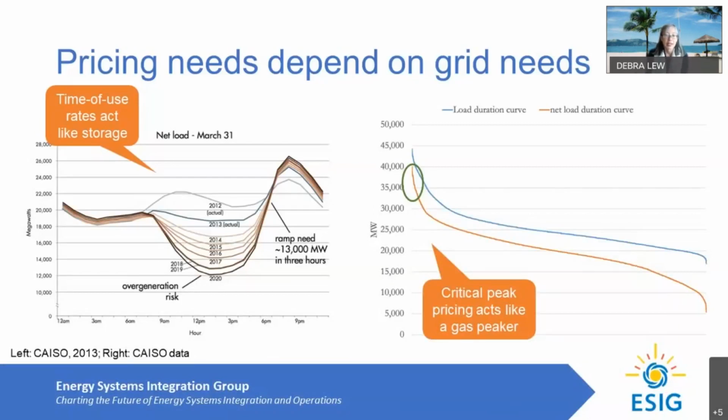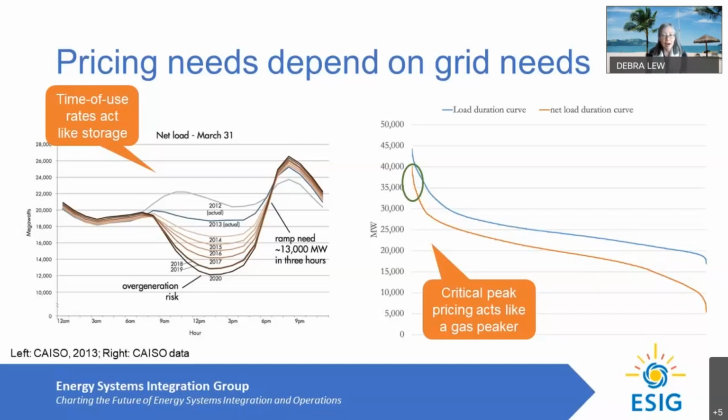And on the right here, this is a load duration curve in blue and a net load duration curve in orange. So net load duration curve, you take the hourly load, you subtract out the wind and the solar, and you do that for every hour of the year, and you rank that, and you get this net load duration curve.